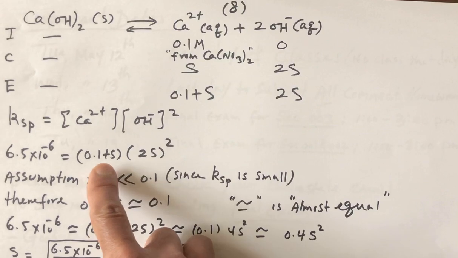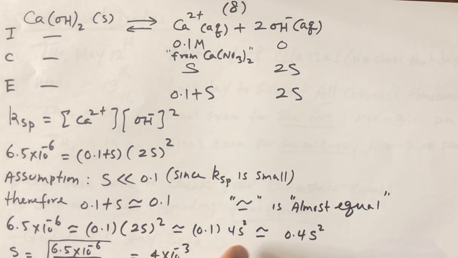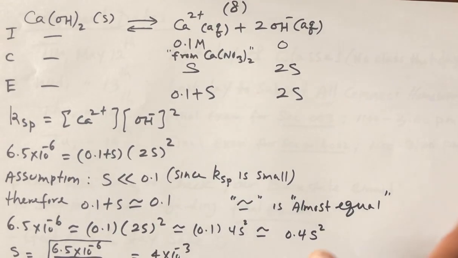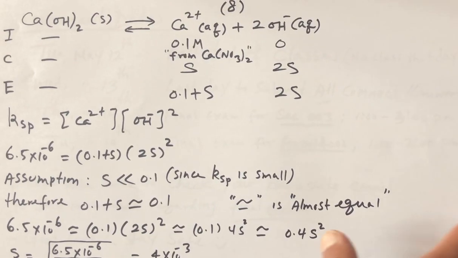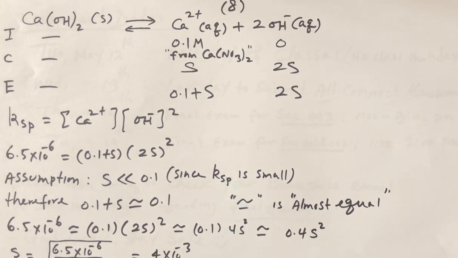So this becomes 0.1 times 2S squared. I've gone through the algebra here. That's 0.4 S squared, and S is the square root of that, which is 4 times 10 to the negative 3. One more important fact you should notice about this problem is that the solubility here is much smaller than 0.1, and therefore that assumption is justified.